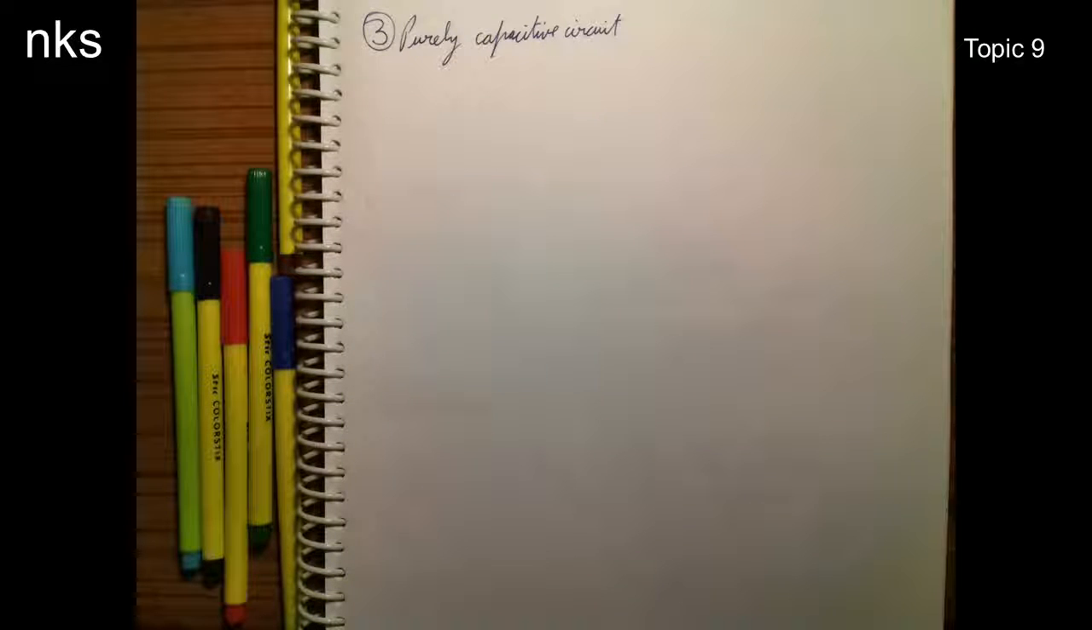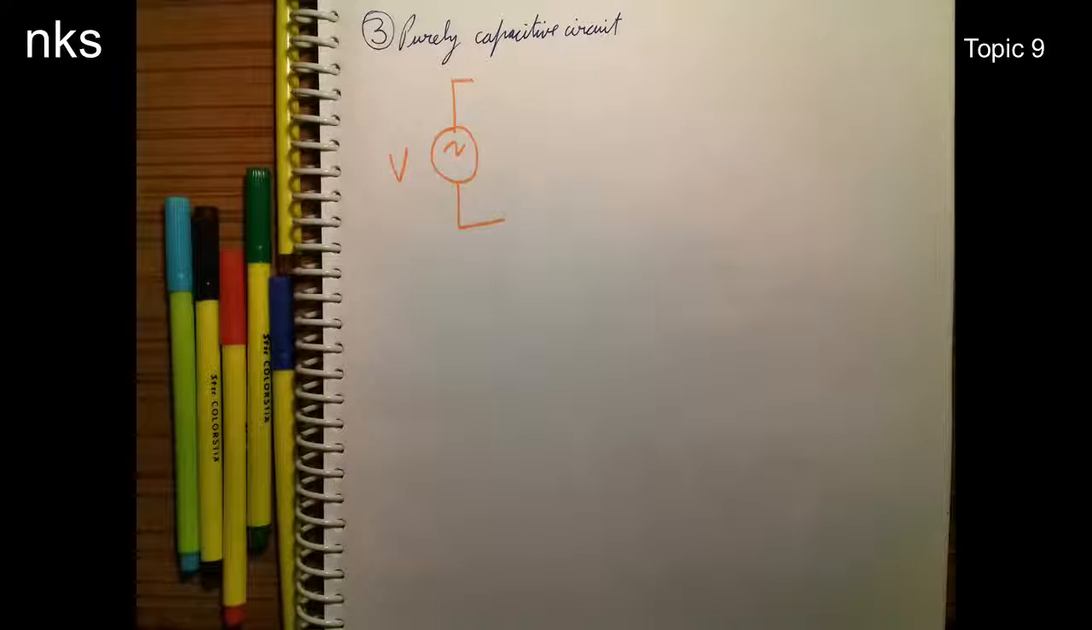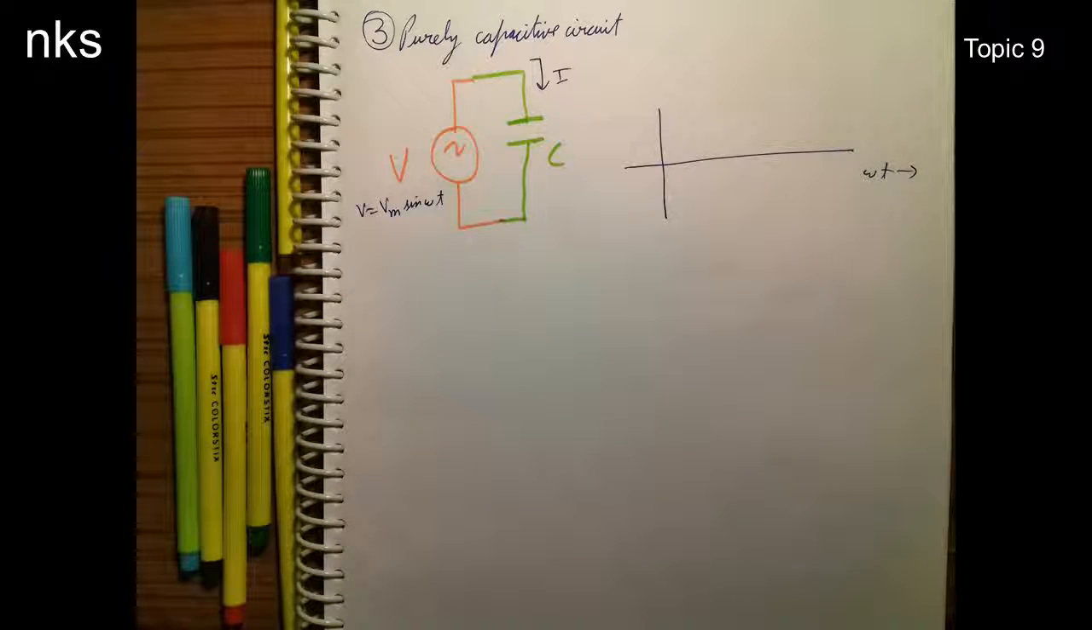Now let us take a purely capacitive circuit. The voltage source is V equals Vm sin omega t, and now we will draw the waveforms for V, I and P. So the voltage waveform is as shown on the screen. Here the current I will lead the voltage waveform. So the waveform for I is as shown on the screen.